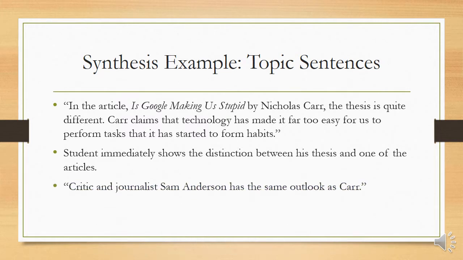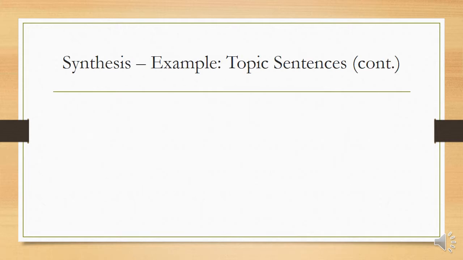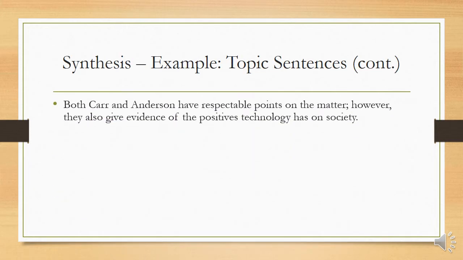Here's the next one. Critic and journalist Sam Anderson has the same outlook as Carr. So he's moved on to a paragraph on the second article, and he's saying this person has a similar outlook as Carr. So these first two articles are very similar. Next, he says, both Carr and Anderson have respectable points on the matter. However, they also give evidence of the positives technology has on society. So he's saying these authors have generally covered the negative, but they also do discuss the positive, which is important.